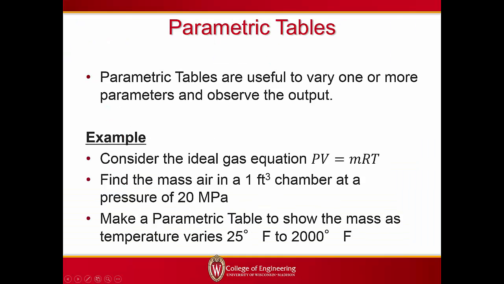Okay, so now let's look at parametric tables. Parametric tables are extremely useful as a method to vary one or more parameters and observe the output. The best way to introduce parametric tables is to revisit our ideal gas equation example, and now instead of finding the mass of air at one temperature, we looked at 1,000 degrees Fahrenheit before, let's find the mass of air over a range of temperatures from 25 degrees Fahrenheit to 2,000 degrees Fahrenheit.